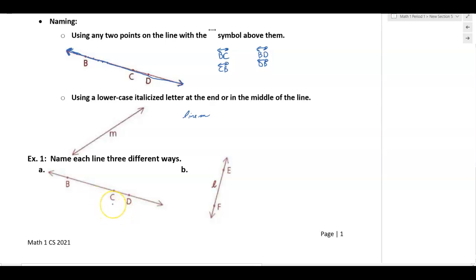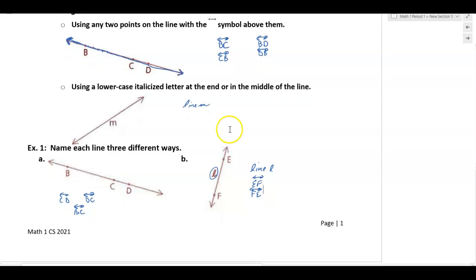example A, name that line 3 different ways. So we kind of hinted up there. I'm going to add some more here. I could do CD, I can do DC, right? And I could do, again, BC. For letter B, I can say line L, right? Because this is that lowercase italicized letter. I could use EF, and then I could use FE, okay? So that's 3 different ways to name that line, and you must have the symbol above.